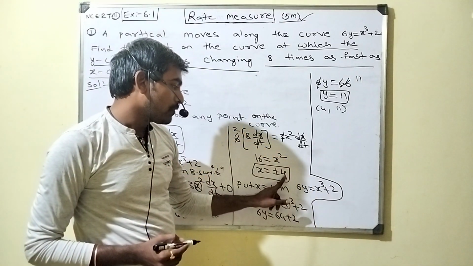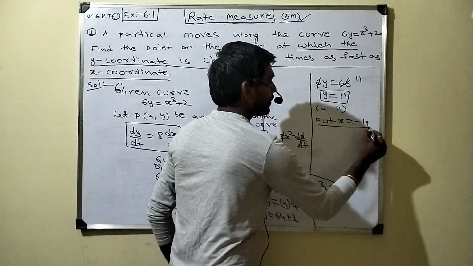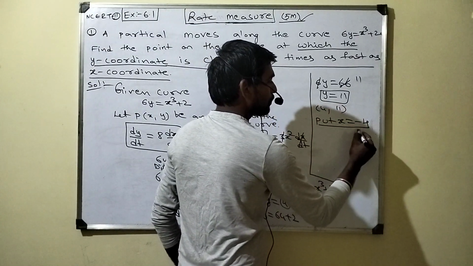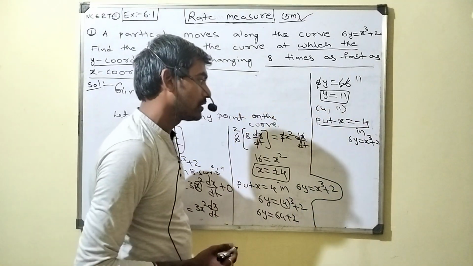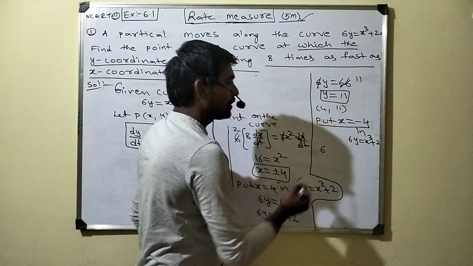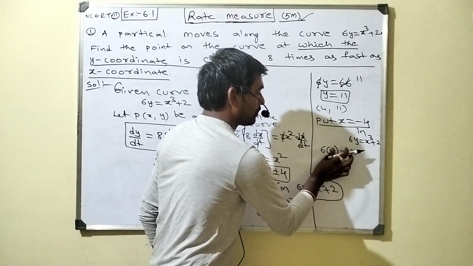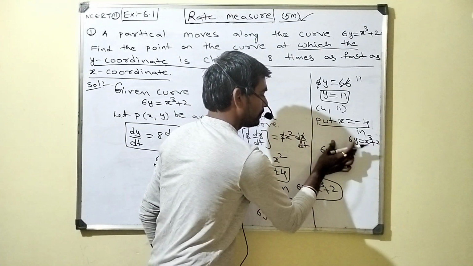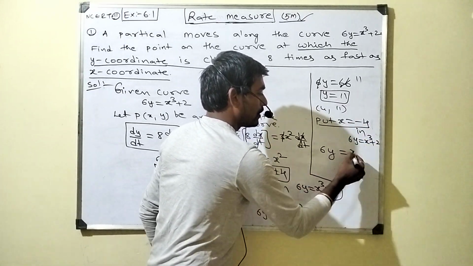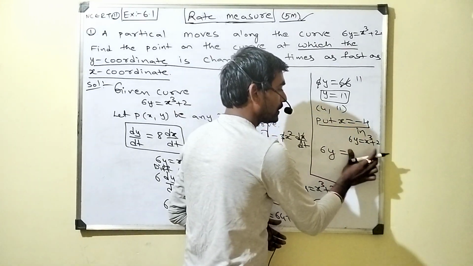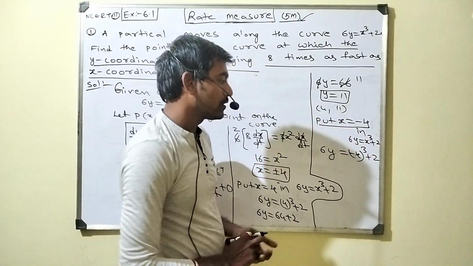x is not only plus 4, another value is there. What is that? Put x equal to minus 4 in 6y equal to x cube plus 2. Let me substitute in this curve. Now to find the value of y, 6y equal to x cube plus 2. You know the x value, minus 4. Minus 4 whole cube plus 2.